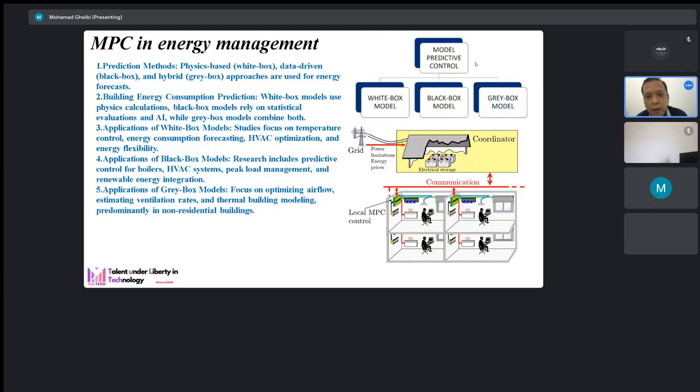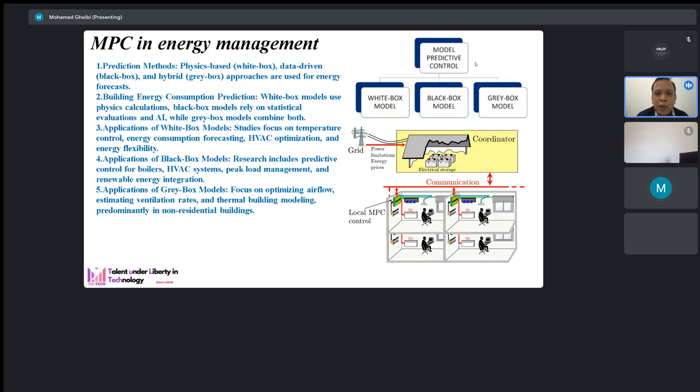Prediction methods, for example, three main approaches are employed for energy forecasting. Physics-based, white box, for example, this model utilizes fundamental principles and equations to predict energy consumption. Data-driven, black box, for example, statistical evaluation and artificial intelligence techniques are employed to forecast energy use based on historical data. Hybrid, namely gray box, for example, this model combines elements of both physics-based and data-driven approaches for more accurate predictions.